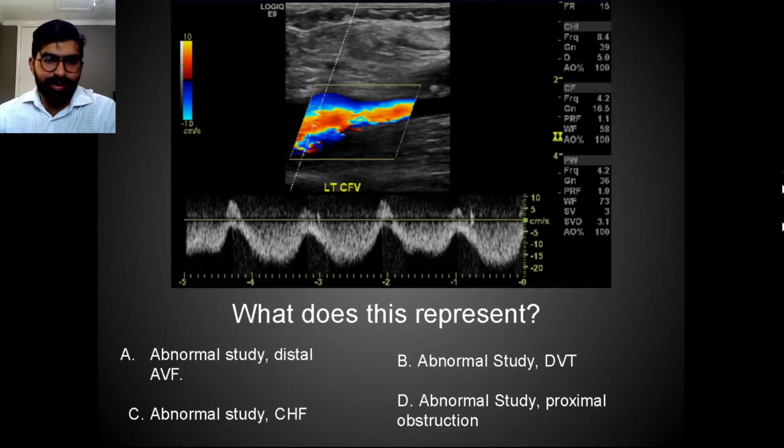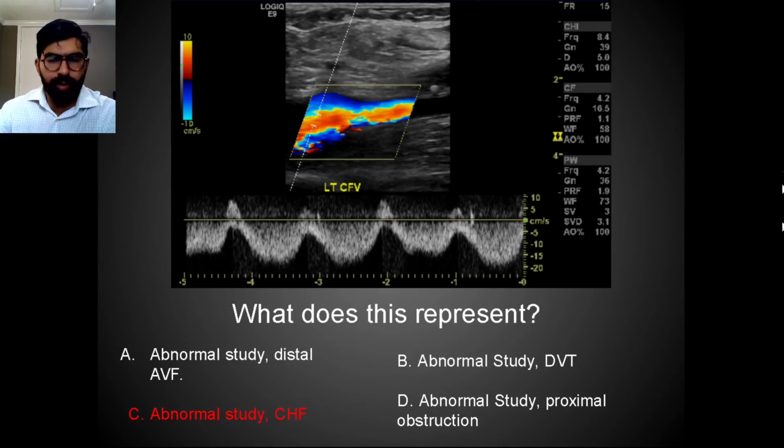Yeah, so for those people that said it was in fact abnormal study, you're correct. So way to identify that, number one. And number two, it does represent a patient with congestive heart failure. So a lot of you guys are thinking, well, why not distal AVF? And number one, it wouldn't be bilateral and wouldn't be so symmetric as a clinical answer to this question.